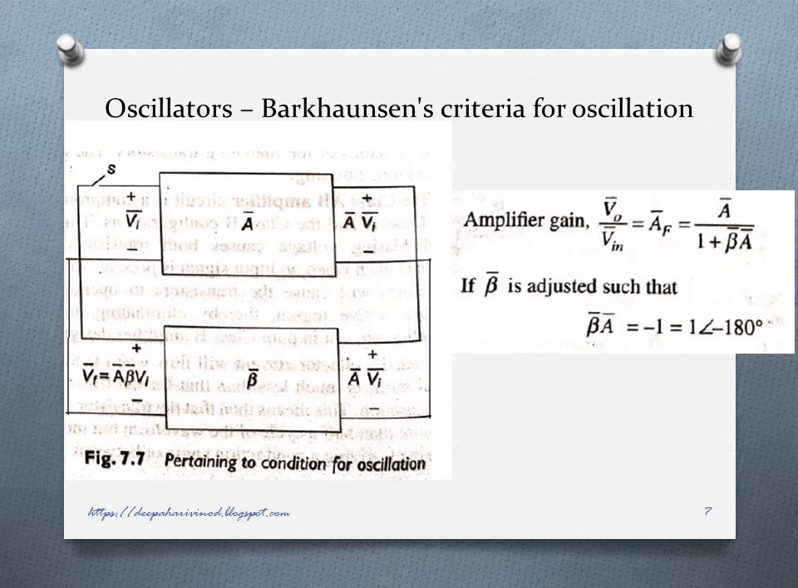Condition for oscillation. The schematic for the negative feedback amplifier without any input is shown here. The gain of the amplifier, that is V0 bar divided by V in bar, is equal to A bar by 1 plus A bar beta bar, where beta bar is adjusted such that A bar beta bar is equal to -1, which is equal to 1 angle -180 degree.